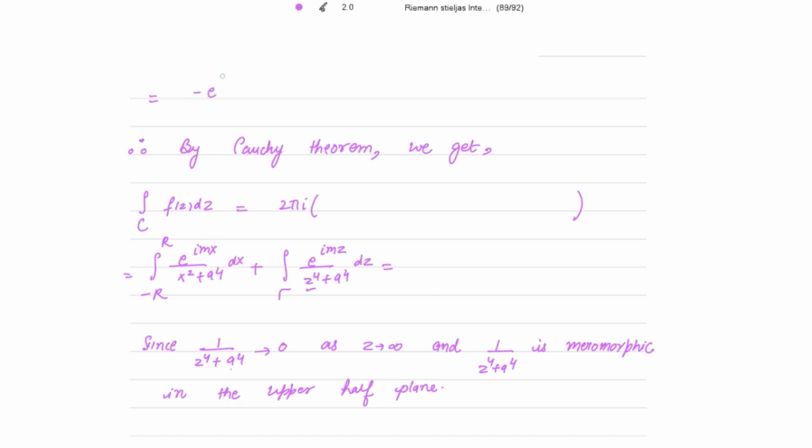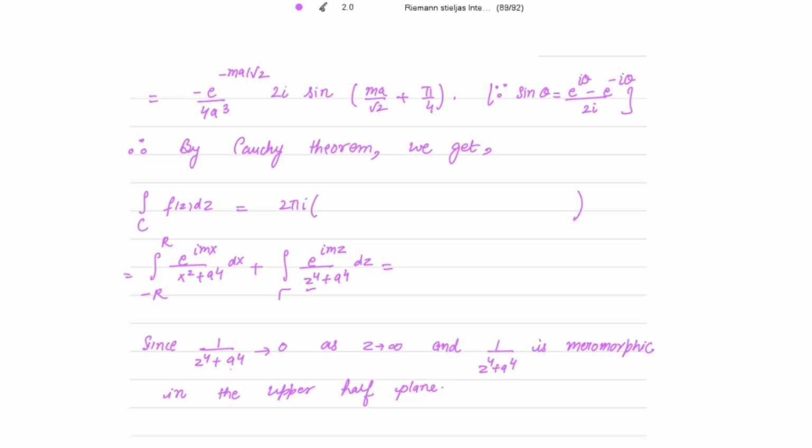I'm using this formula and writing this to be equal to negative of e to the power minus ma by root 2 over 4a cube 2 iota sine of ma by root 2 plus pi by 4. Shall I write the formula here? Sine of theta is equal to e to the power iota theta minus e to the power minus iota theta over 2 iota. Making use of this formula, I get this.